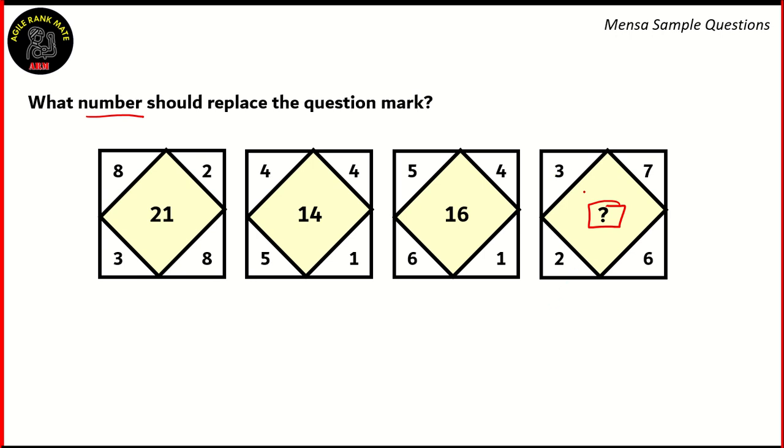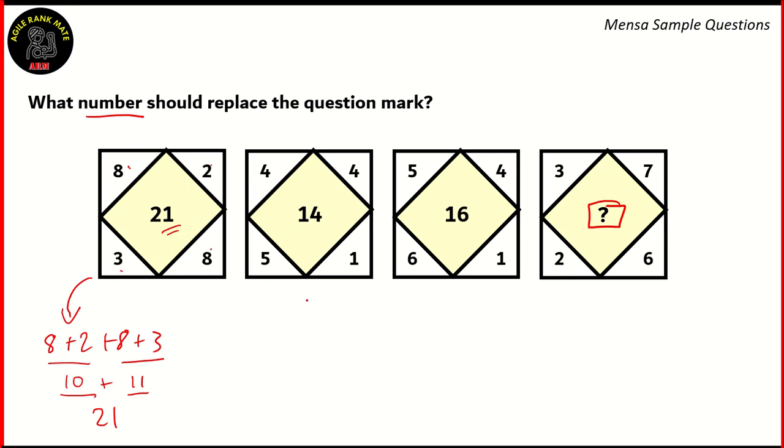So, how do we find what number to replace the question mark? Well, let's look at the first figure, 21, and the outer numbers are 8, 2, 8, and 3. So basically, the first thing you should be thinking of is finding the sum of the outer numbers. So 8 plus 2 plus 8 plus 3. 8 plus 2 gives you 10. 8 plus 3 gives you 11. 10 plus 11 gives you 21. So basically, the sum of the outer numbers gives you 21.